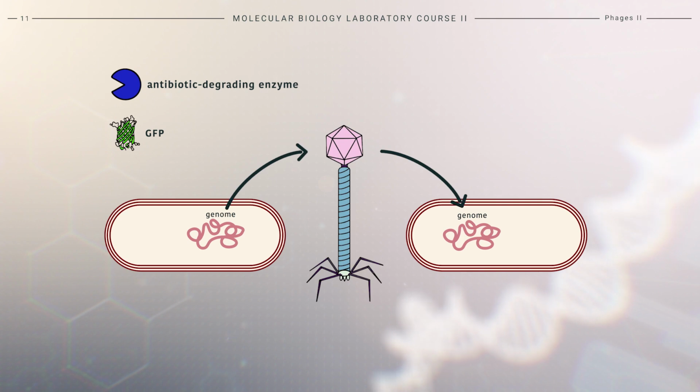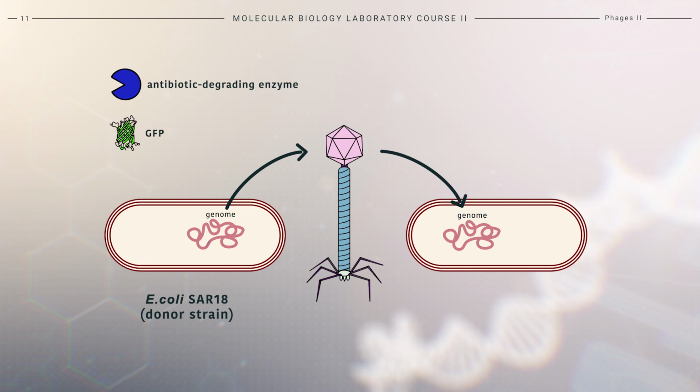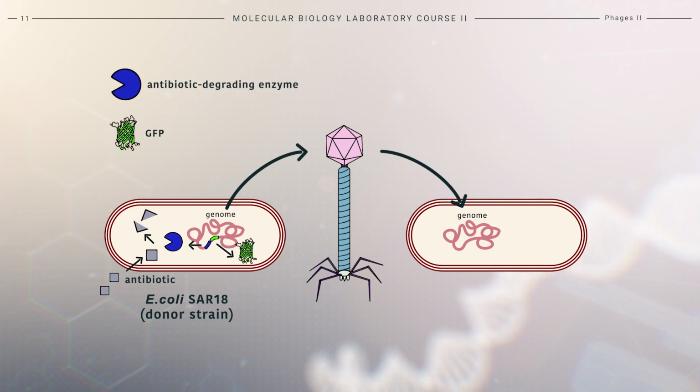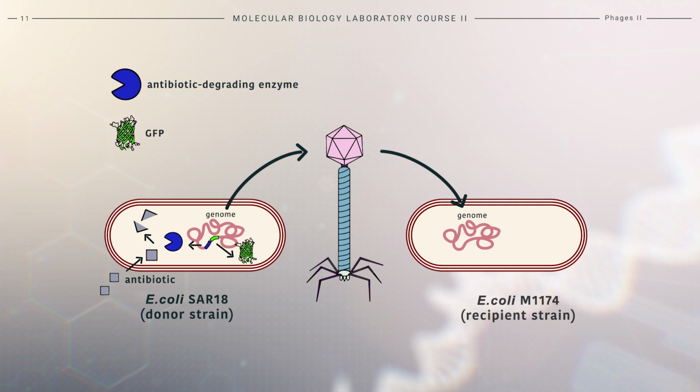Our donor strain is called E. coli SAR18. It carries a gene that makes it resistant to the antibiotic ampicillin, and it also expresses the green fluorescent protein, or GFP, which makes it fluorescent. The recipient strain is E. coli M1174, which is resistant to streptomycin, but lacks both the GFP and the ampicillin resistance.